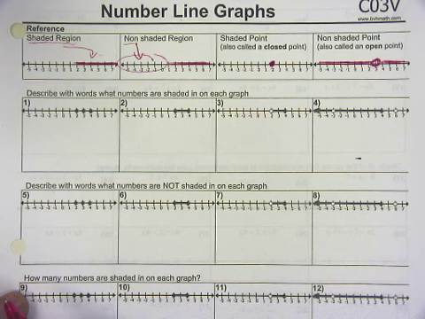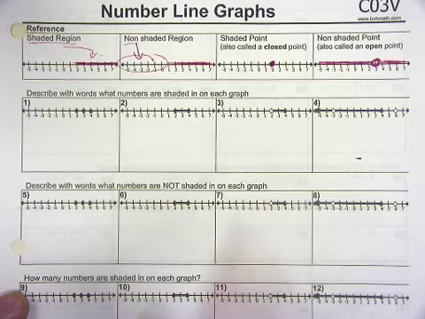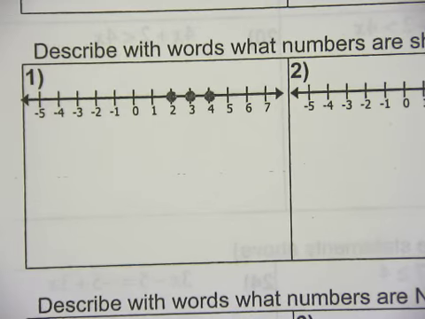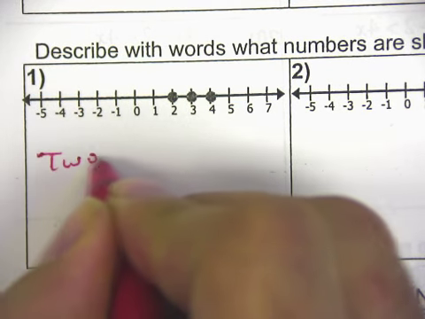All right, what things are shaded here on number 1? Well, it's just 3 numbers, right? 2, 3, and 4 are shaded. Right? Those shaded points, or those closed bullets, mean that we just have each of those single numbers shaded in.